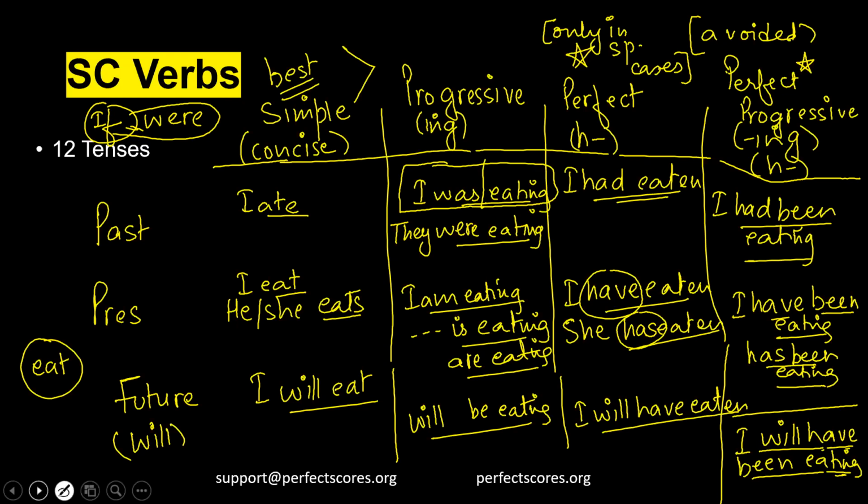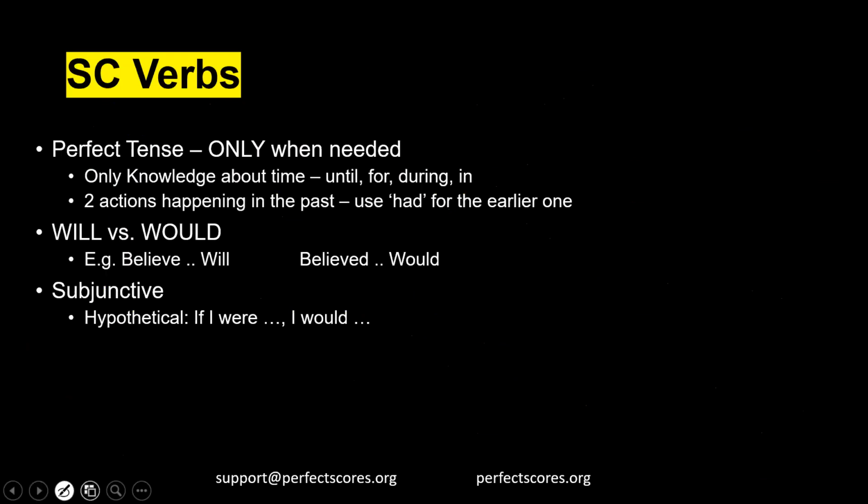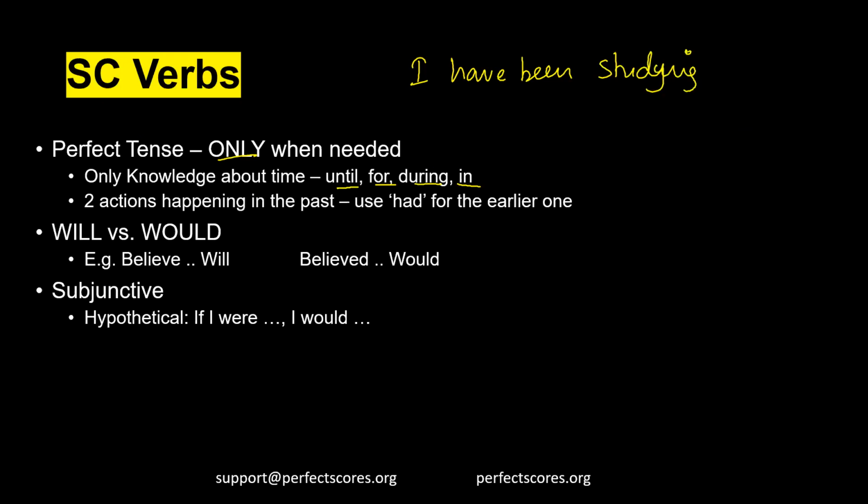Okay, sure. So again, the most important one of these is the perfect tense. So you should know when to use it and when not to use it. So this is the first rule. You have to use it only in these two conditions. One is when in the meaning of the sentence, you have a good idea about the time. So if these four words are being used, or anything else that you may get new in the test, but it's giving you an idea of the time in which an action took place. So for example, I have been studying for 10 years.